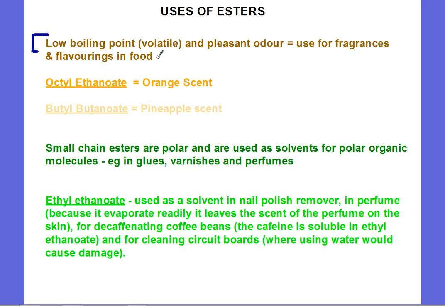And examples of that, the two I use are octyl ethanoate, because the O and the E in octyl ethanoate is the O and the E in orange. That's used in orange scents. And butyl butanoate is used for pineapple scent. I don't know why I remember that one, but butyl butanoate is used as pineapple scent.